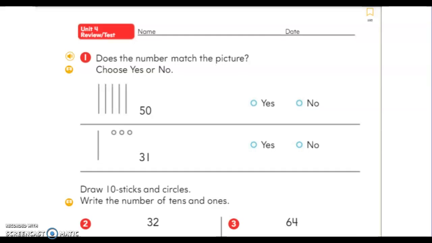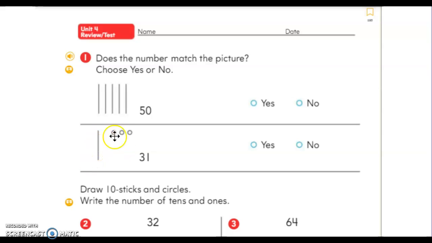For those that are taking this as a test, I will read the directions. So it says, does the number match the picture? Choose yes or no. So we have to decide if these 10 sticks are worth this number right here, if it's the same. Okay, 10, 20, 30, 40, 50. Does it match? If it does, you put yes. If it does not, you put no. Circle it or fill in the bubble.